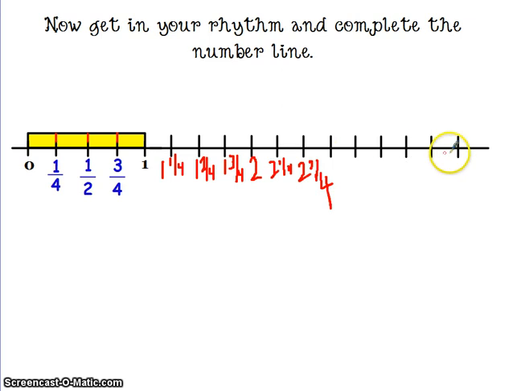So you see if you can label the rest of the number line there. But it's always going to be in the same order right here. 1/4, 2/4, 3/4, a whole. 1/4, 2/4, 3/4, a whole.